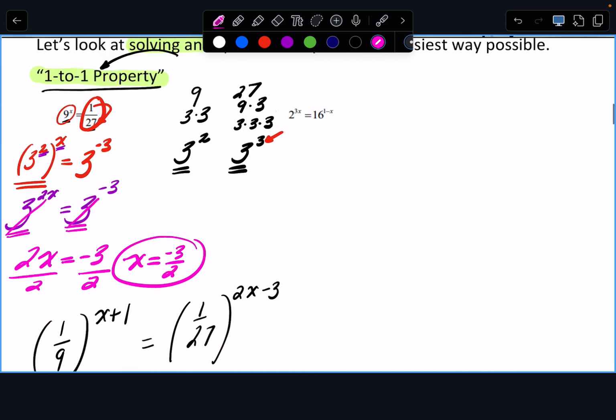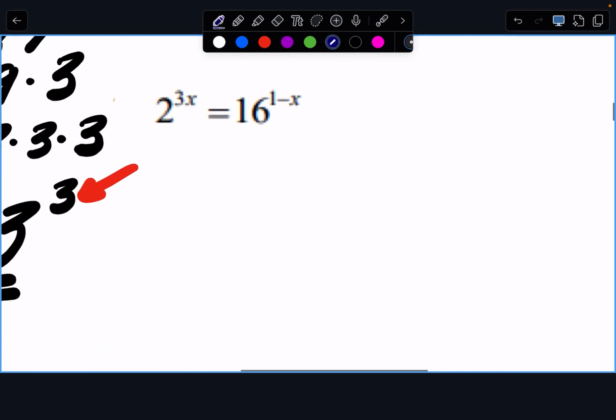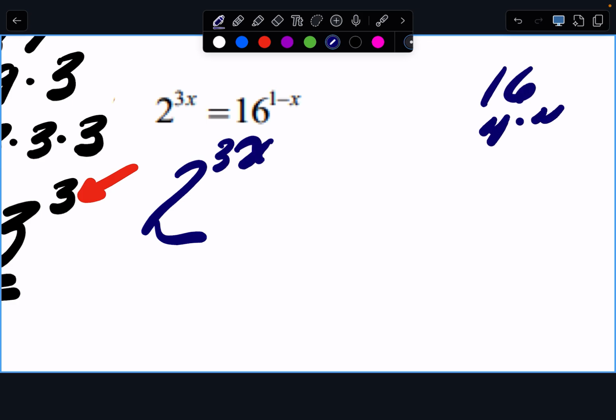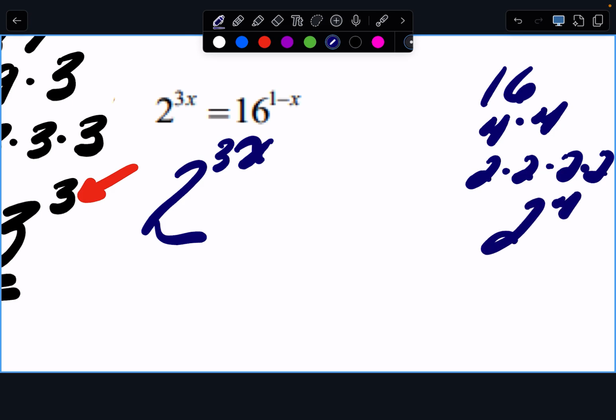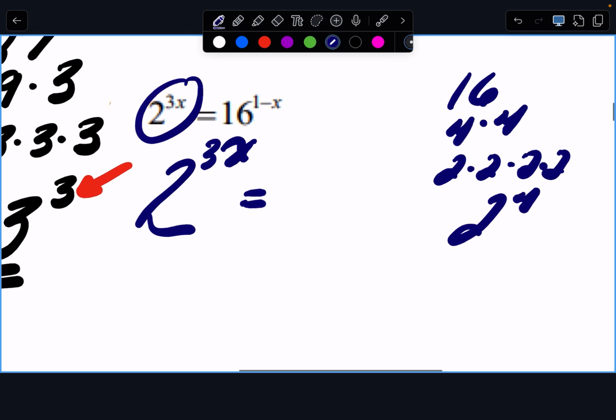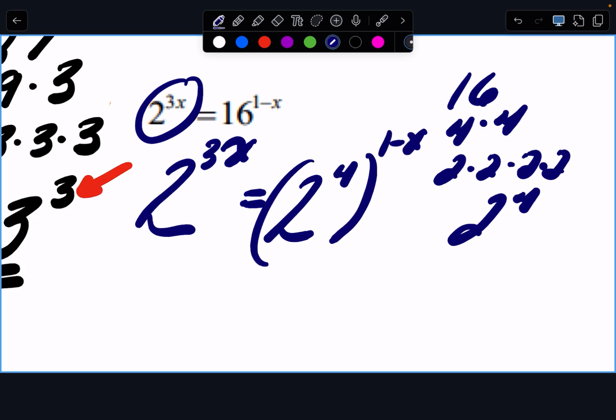You guys see how we just solved using the exponent? Really easy. You definitely want to use that if possible. So look at this one. This would be 2 is just 2, so 2 to the 3x, but isn't 16 4 times 4, which is 2 times 2 times 2 times 2? So 2 to the 4th. So you have 2 to the 3x equals 2 to the 4th raised to the 1 minus x.